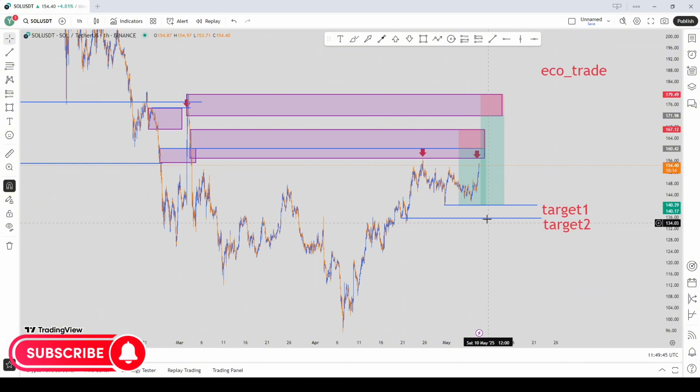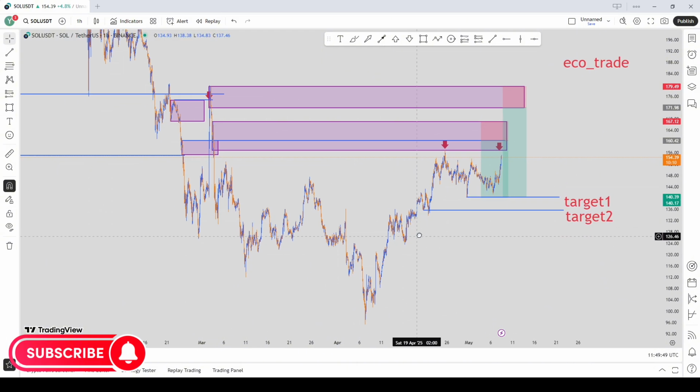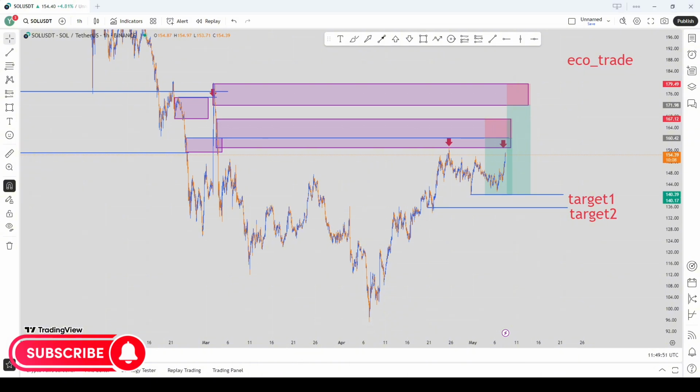At the end of the day, remember, this is just one scenario. Make sure your trades align with your personal strategy and risk tolerance.